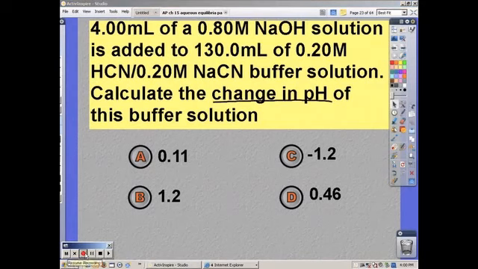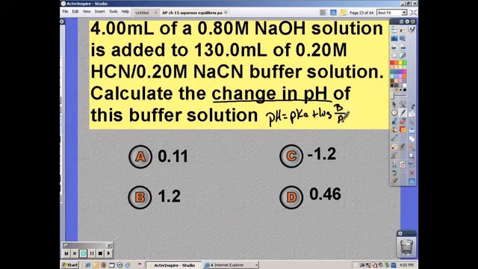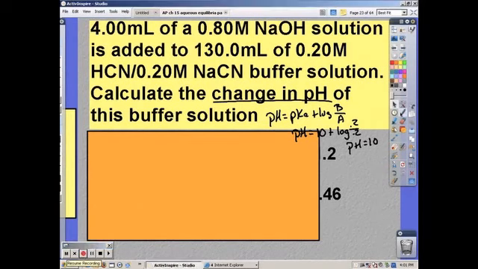Go ahead and try this one. The Ka is 1 times 10 to the negative 10th. Since we're looking for the change, we need to find our initial pH. Again, our concentrations of acid and base are the same, so pH equals pKa because log of 1 is 0. So that's our starting pH. We're adding NaOH, so the NaOH is going to react with the HCN, which is our acid. You can leave off the sodium.